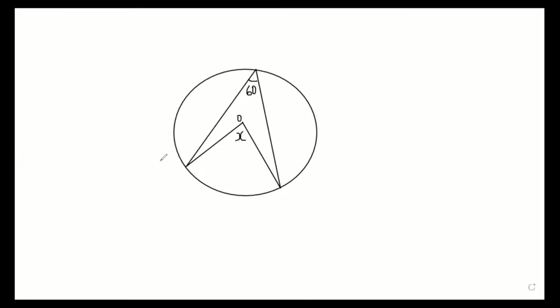Let's label it PQR. So let's say we had the angle. We're looking for x, but we're gonna state something here. So x is going to be 2 times the angle PQR.